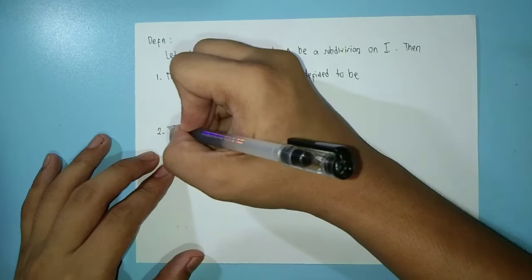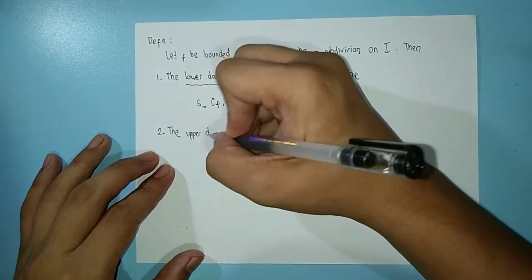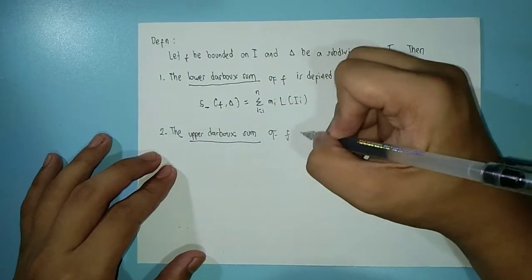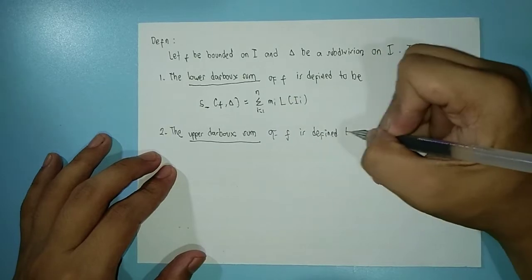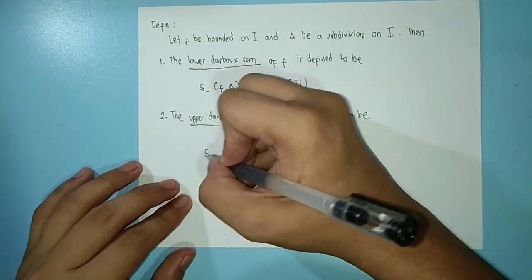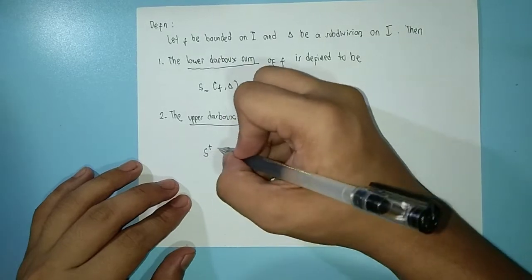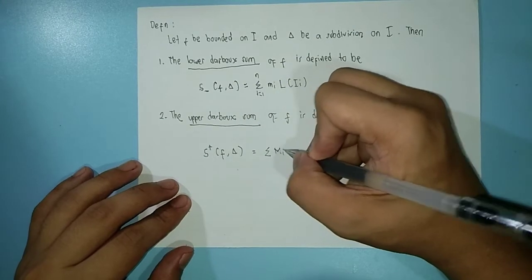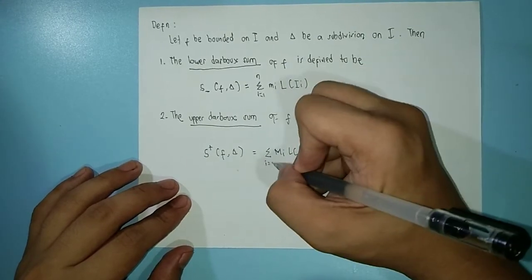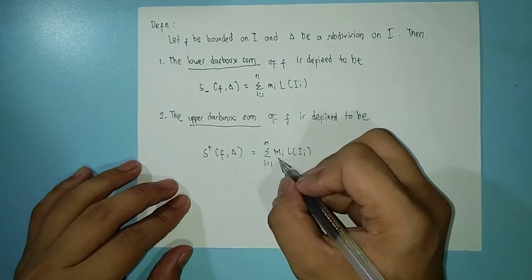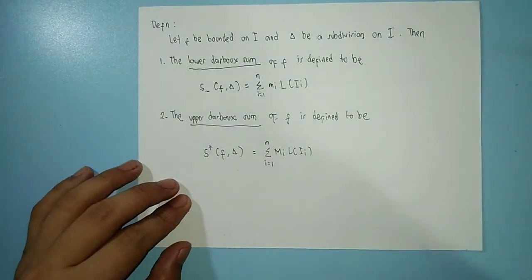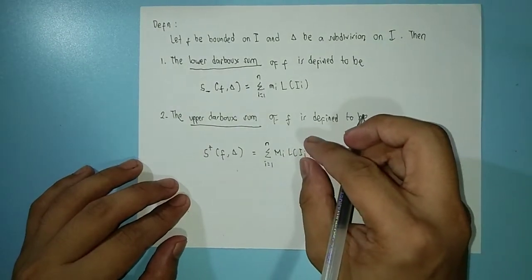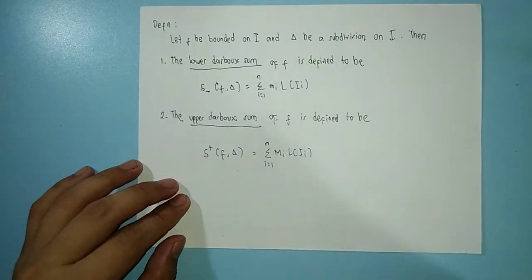Then, the upper Darboux sum of f is defined to be, upper Darboux sum, S plus naman siya. Upper Darboux sum of f with respect to delta is equal to summation of M sub i times the length of I sub i from 1 to n. So, dinefine na natin to. Ito naman yung supremum, yung large M. Pero kapag large M sub i, ibig sabihin, yan yung supremum ng interval lang na I sub i. So, hindi siya yung supremum ng kabuuang interval.